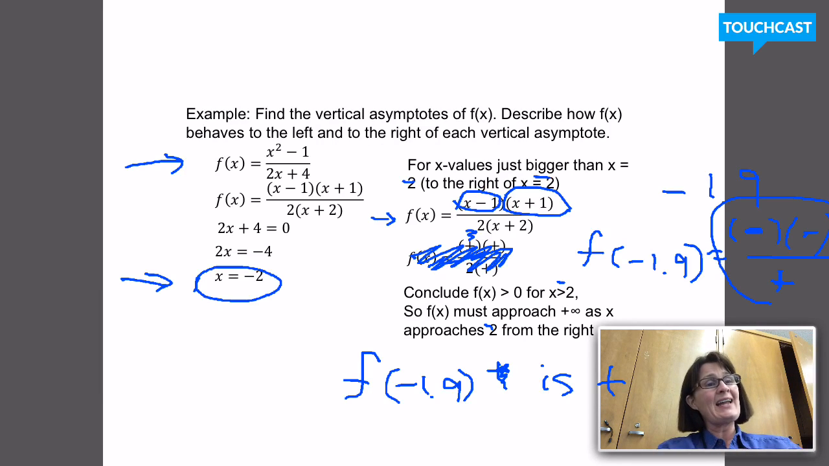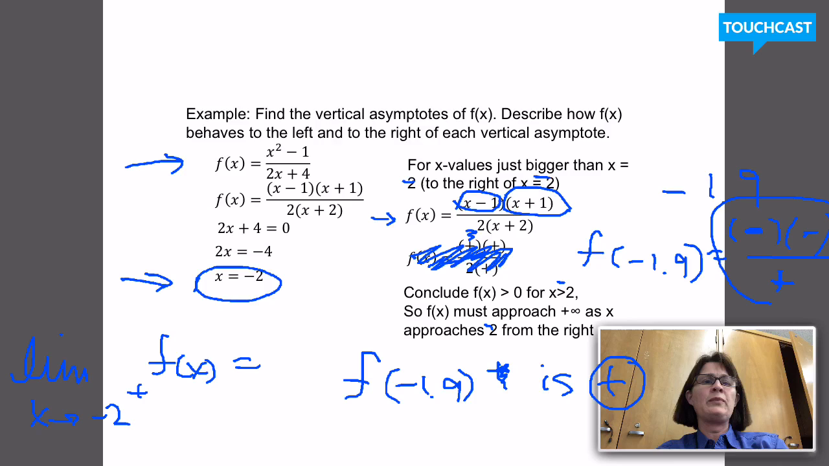I'm going to either approach positive infinity or negative infinity. I'm going to conclude that as I approach x equals -2 from the right, my y values will approach positive infinity. So I would say that the limit as x approaches -2 from the right of f of x is positive infinity. So if your infinity is positive, you don't have to put the plus sign in front of it. But you could, that'd be fine too.